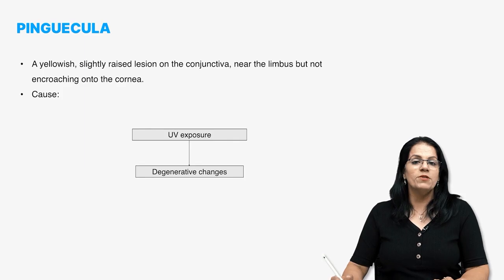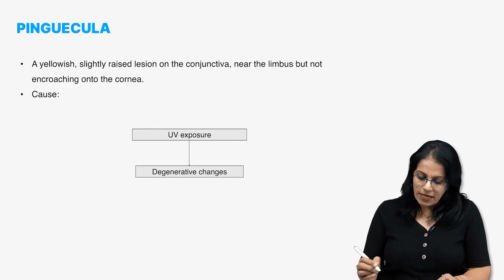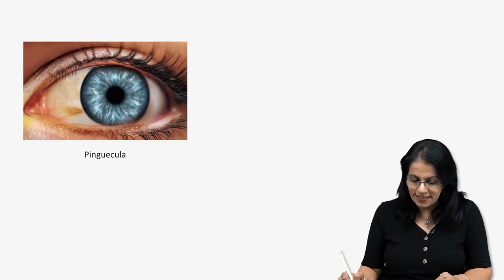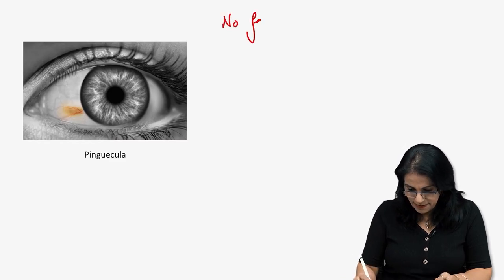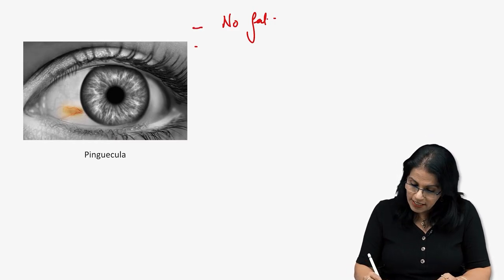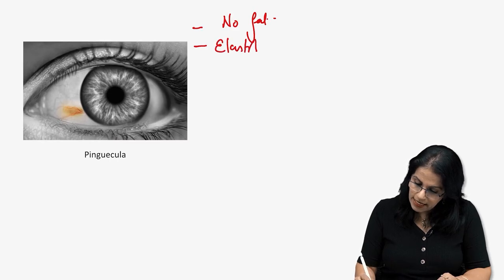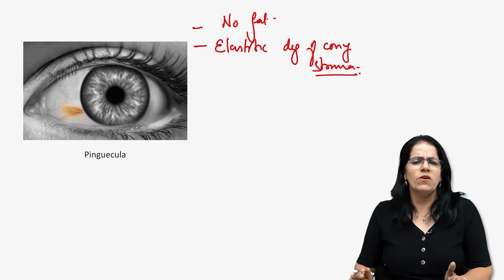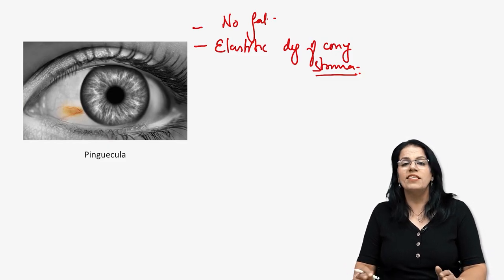We next talk about pinguecula. We know pinguecula is nothing but a yellowish raised lesion near the limbus like this, right? It looks yellowish and resembles fatty tissue, but there is no fat. Again, what is it? We have just mentioned this. It's elastotic degeneration of conjunctival stroma, the same pathological change as we have studied in pterygium. Generally, it is innocuous. It is not causing any problem and we don't do anything about it.